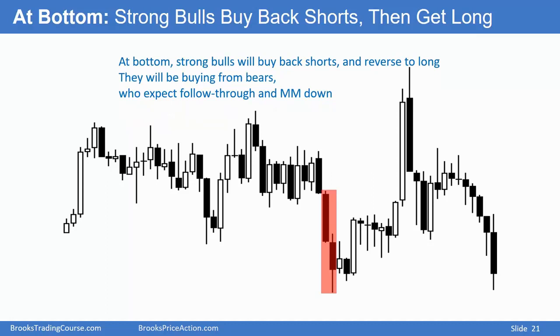At the bottom, strong bulls buy back their shorts, and they reverse to long. These bulls will be buying from bears who are expecting follow-through selling and a measured move down. These bears sold, expected a measuring gap and a measured move down. They're selling, and the bulls are buying from them. And eventually those bears give up. And if they are able to create a strong reversal up, a lot of times they'll be able to reverse all the way up to the top of the trading range, which they did here.